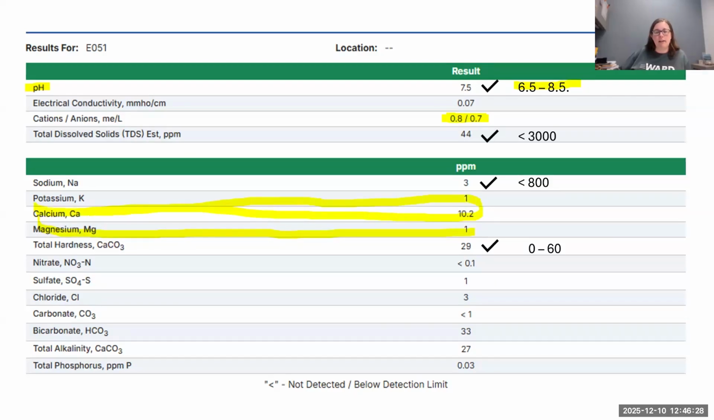Obviously, in this report everything's pretty darn low, so I don't worry too much about it. The total hardness here was 29. The ideal range is going to be 0 to 60. I have seen this value very, very high on total hardness.